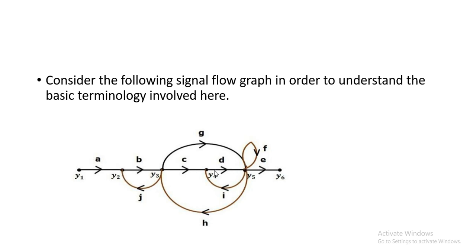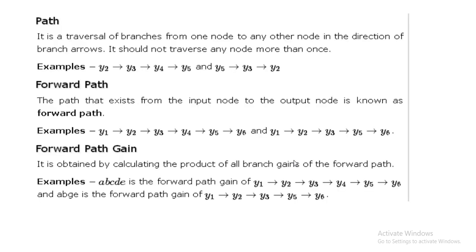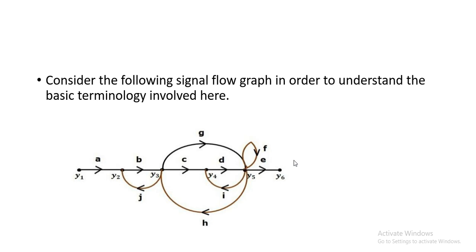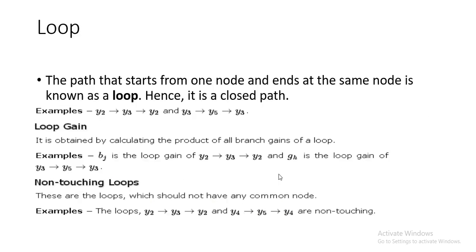Similarly, I can say that di will be the gain of y4, y5, and y4. So it is shown here. The bj is the gain of y2, y3, y2. Similarly, gh is the loop gain of y3, y5, and y3.